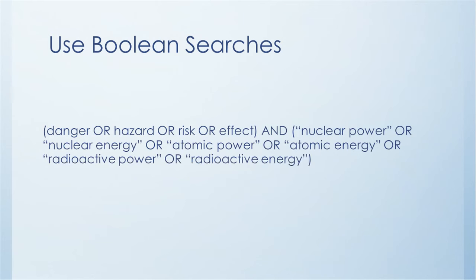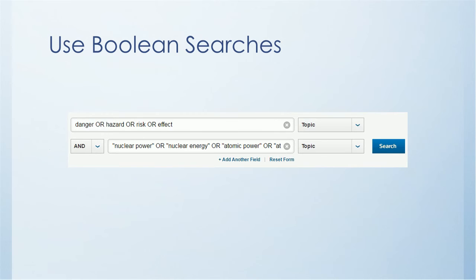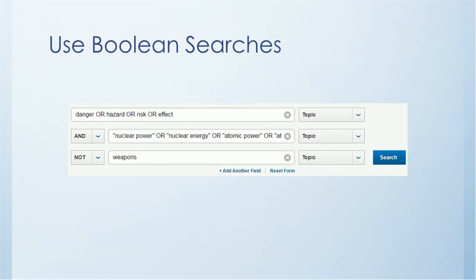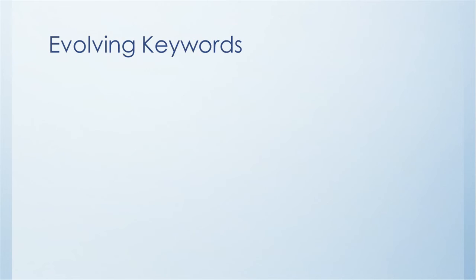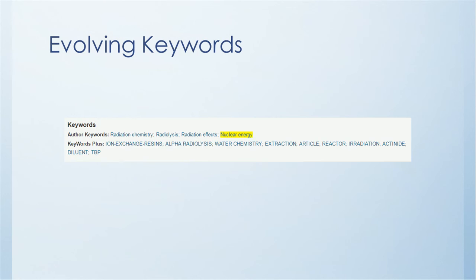We will now expand our search to include the synonyms that we've come up with. You can see that we've grouped the synonyms together between parentheses and separated them with OR. Using a guided search in the databases, such as in this example, you can see that each field can take the place of the parentheses. We can also add NOT weapons to our search, since in this example we're only interested in energy resources and not nuclear weapons. It's also a good strategy to take a look at the keywords included in the details of the items in your search results.